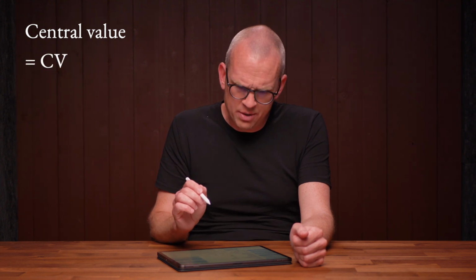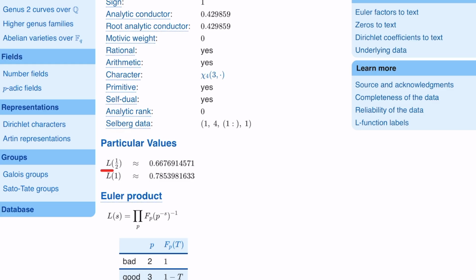I want 2 more invariants. You could compute the value of the L function at the symmetry point where the horizontal axis meets the vertical line of symmetry. This value is called the central value. Let's write it as CV. If the L function goes to a job interview, they may ask for the CV. For this L function, it's L of 1/2, and that is 0.667 and so on. So that number is an invariant of the L function.